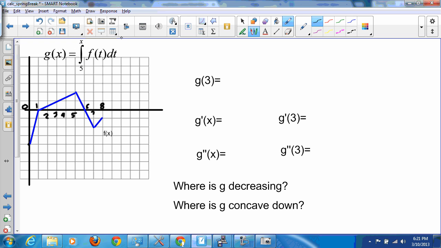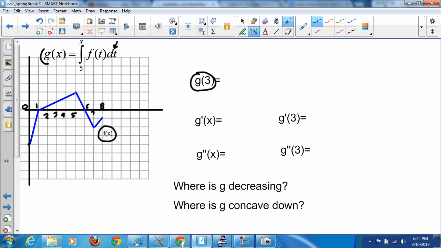Okay, let's take a look at this problem here. First thing we need to notice is that the graph is f of x down here, and they've given us a statement that g of x is equal to the integral from 5 to x of f, and this is in terms of t. So first thing I look at is they're asking us to find g of 3.